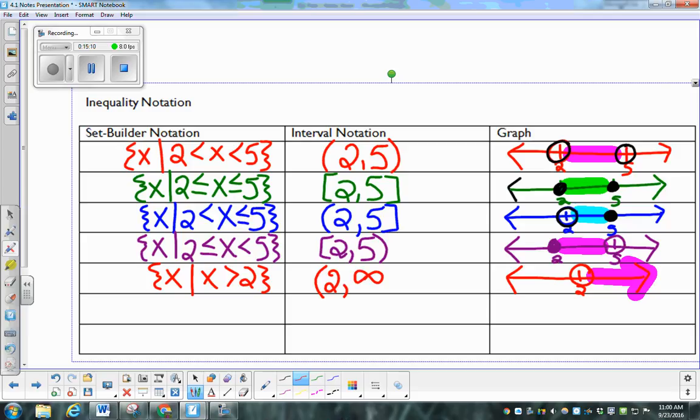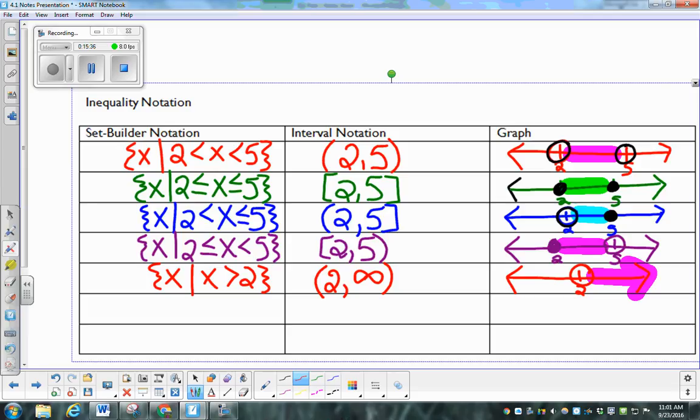So you get to write infinity and beyond. So then we have to think about, do we want a parentheses or bracket? Well, here's the thing. Infinity is not really one number, so you can't really go up and reach it. So infinity is always going to get a parentheses. So this is saying, hey, x is anything from 2 up to forever, to infinity. x is greater than 2.